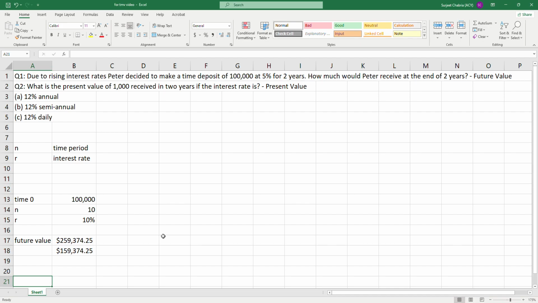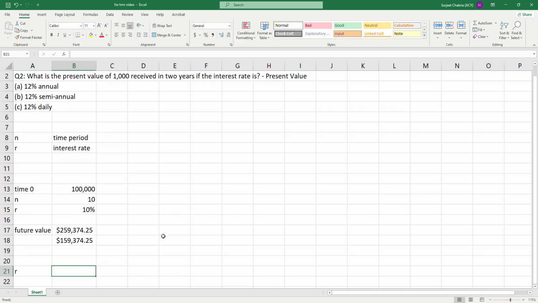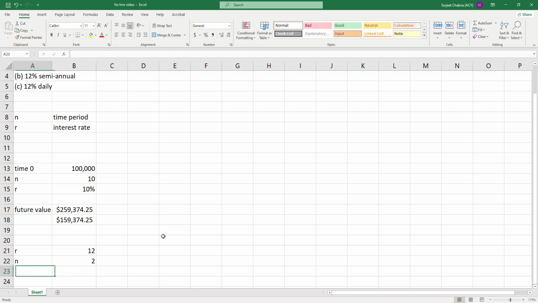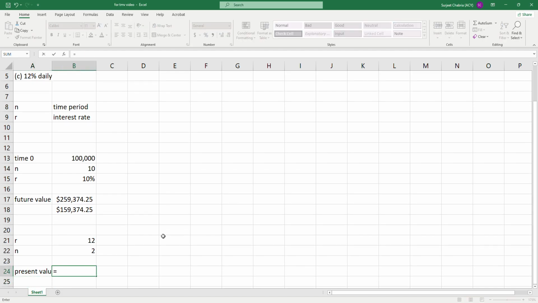So the interest rate here remains the same, right? So R here remains 12% for option one, which is A, and then N, if you just scroll up, is again 2 years, right? And if I want to calculate the present value, again I will just press present value. So I just say present value here, and then I press PV. Again, press tab to open the formula, right? My interest rate is 12%, so I should change this to 12%, and then my period is 2.